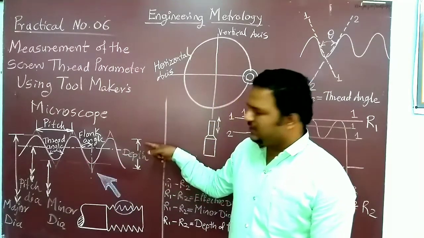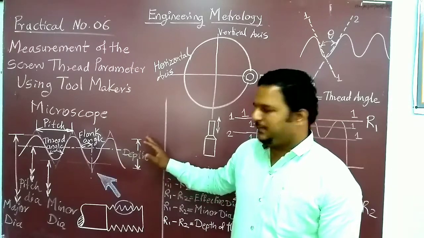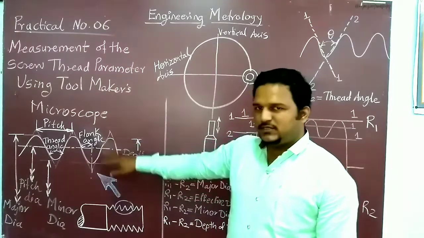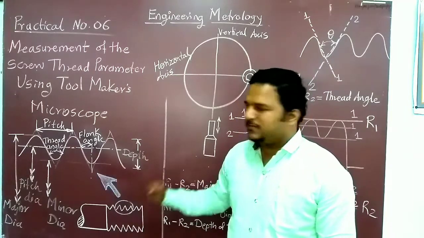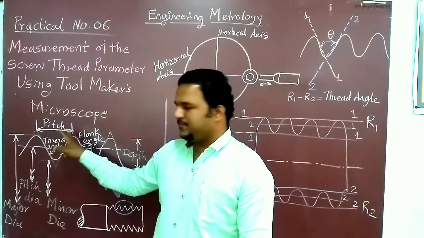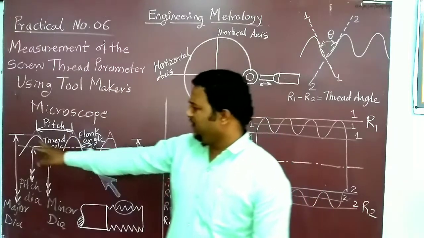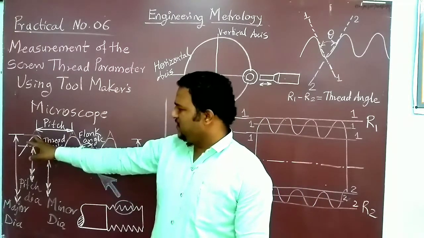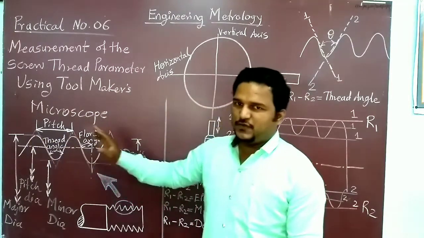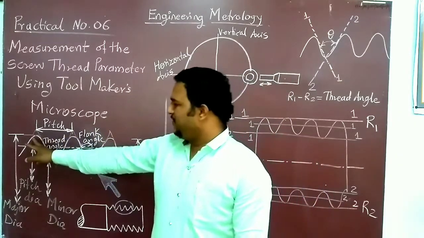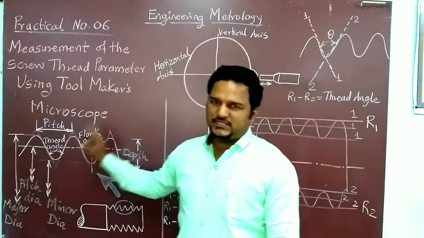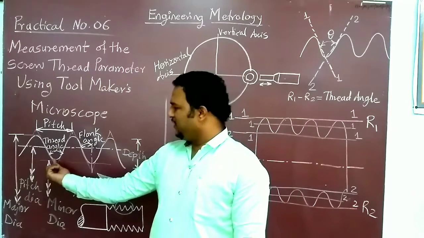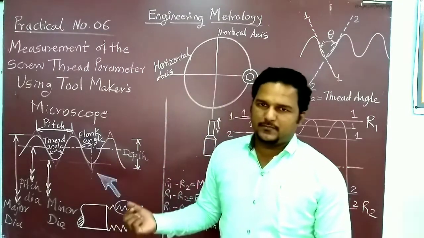Plus, one more thing is the depth of thread. Depth of thread starts from the crest and ends with the root. So it is the depth of thread. Next we have pitch. Pitch is the distance between two successive threads if measured from the same point. That means if we have to measure the pitch of the screw thread, we have to take the crest of the successive thread, or for the root we have to take the root of the successive thread.